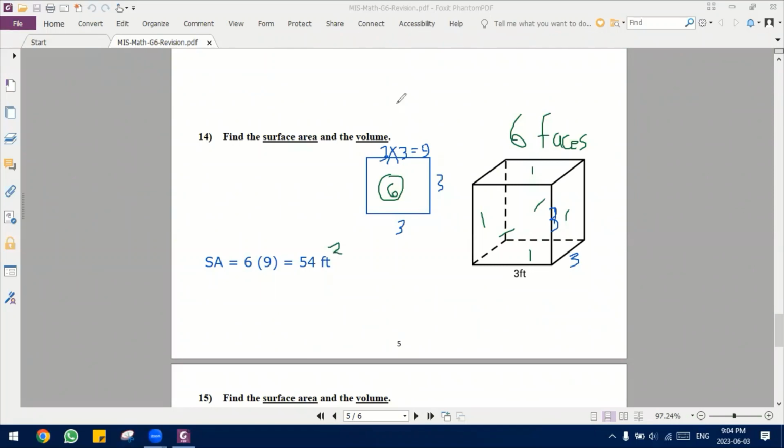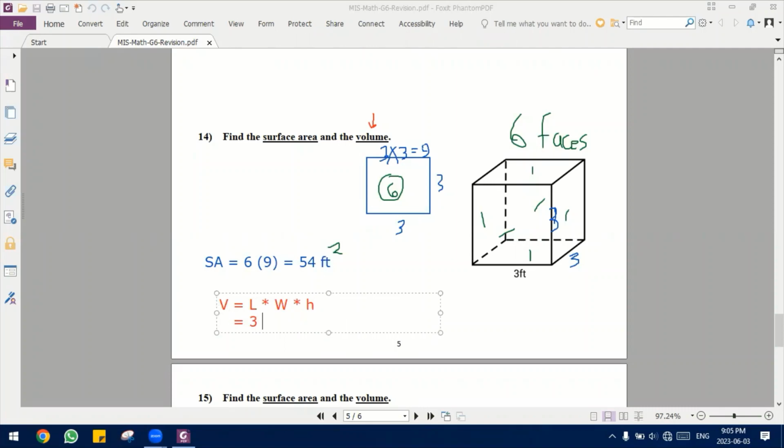But here in the question, we need to be careful. It's not only the surface area. They said also find the volume. Now the volume, is it hard? No, it's so easy. So the volume of the cube and the cuboid, let's write the formula. We should write it in the exam. Volume is equal to length times width times height.